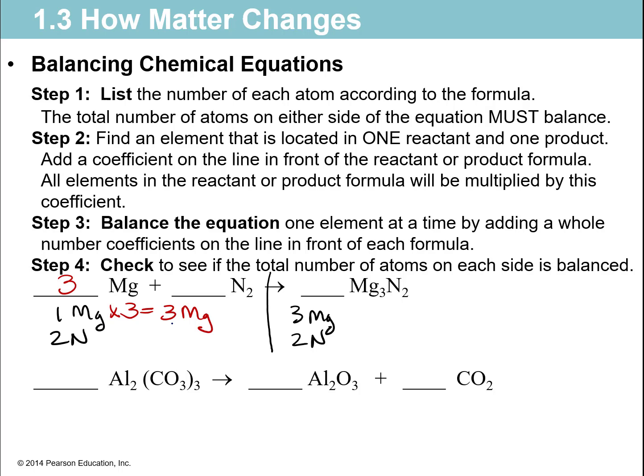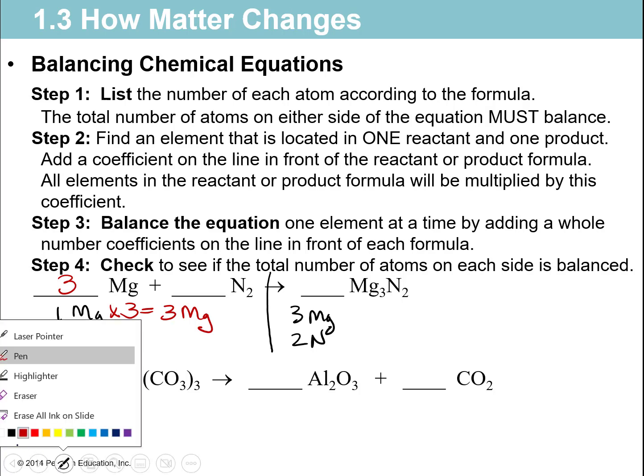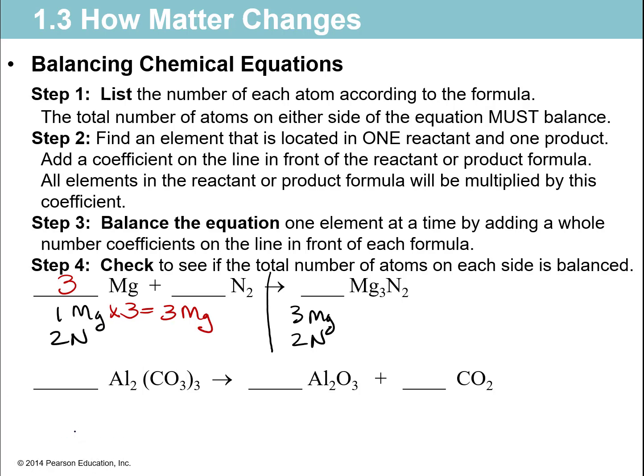So what do I got to do next? Do you see, are they balanced? Yeah, do you see 3 magnesium, 2 nitrogen, 2 nitrogen? So once you check it, you're like, okay, those are just ones. You don't always have to change all the coefficients. So what about this one? So when you look at this one, draw a line.